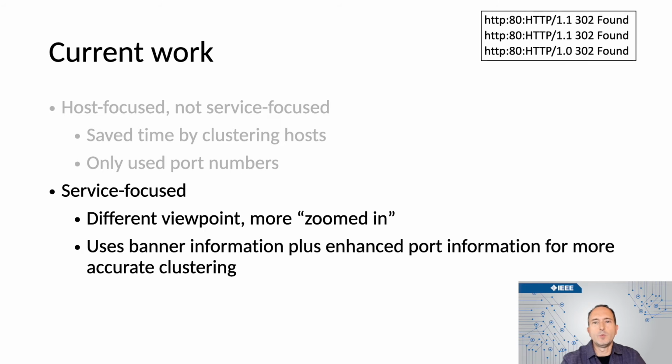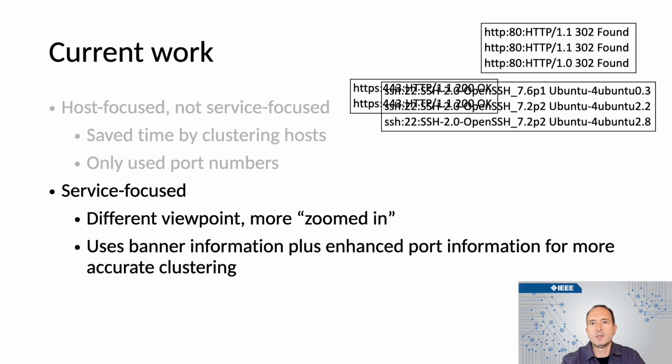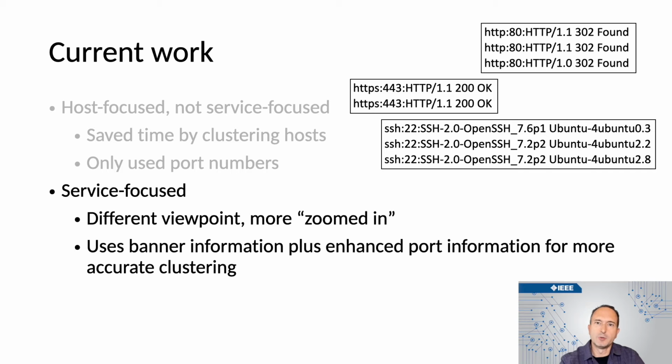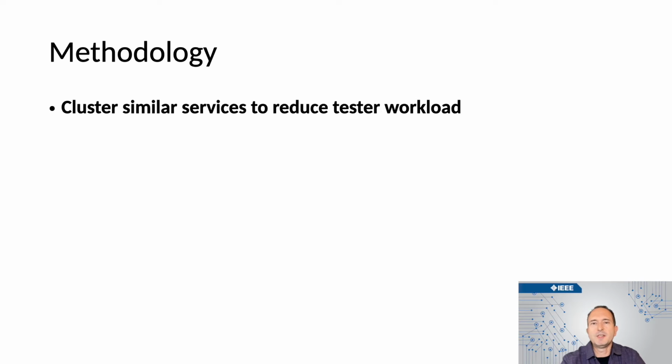Well, this year we changed the game and focused entirely on services. We added banner strings to the mix so that we could actually get a better, different, more zoomed in viewpoint into the services and have better comparisons based on that information. It also fits better with software as a service implementations because they're more service focused and less host focused. So our methodology was simply to cluster similar services together so that testers could have an easier time of it.